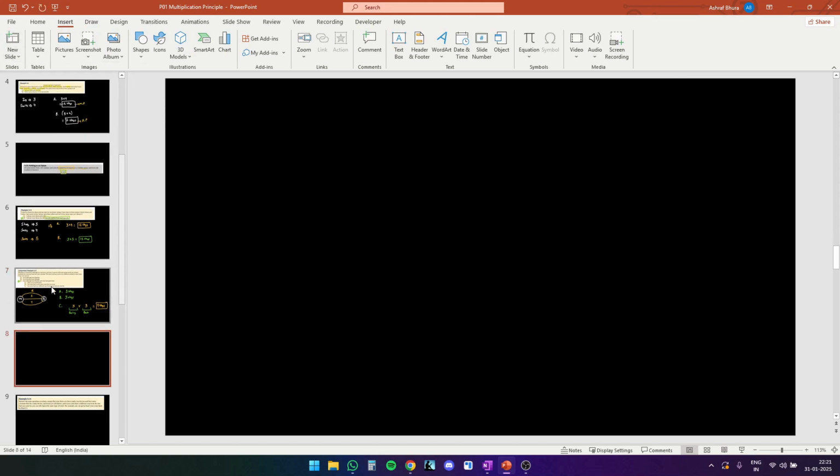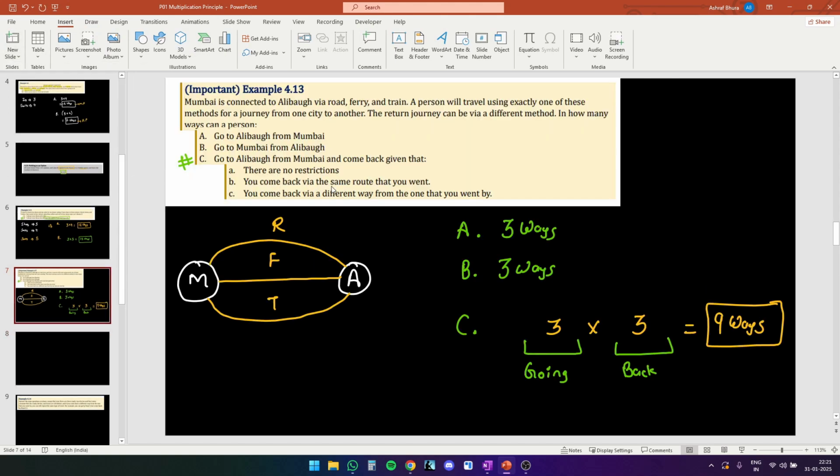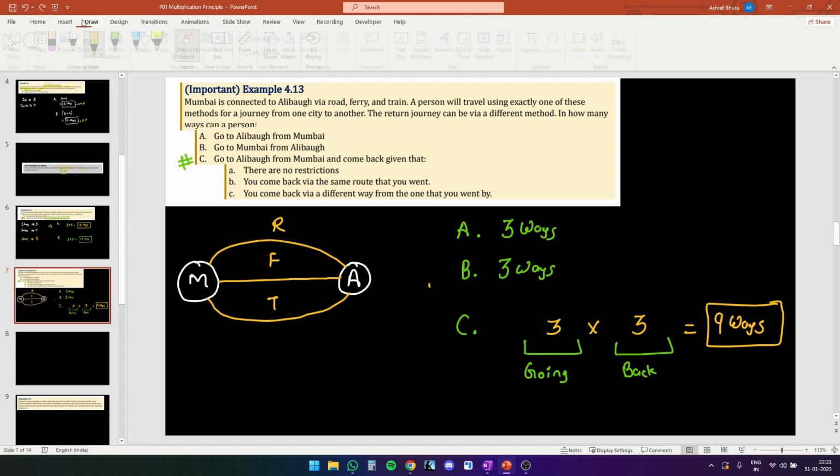Now the second part, what does it say? You come back via the same route that you went. So we need to come back via the same route that we have taken already.